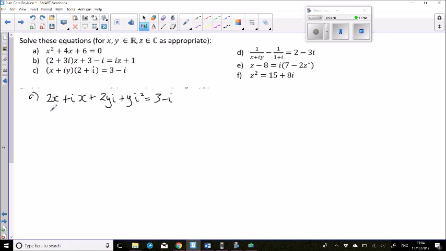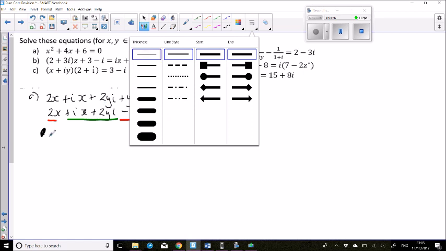Okay, now we've got an i squared there, so we need to simplify that. Always simplify i squared whenever it comes up. Then we're just going to split into the real parts and my imaginary parts. Okay, so just make that a sensible thickness.